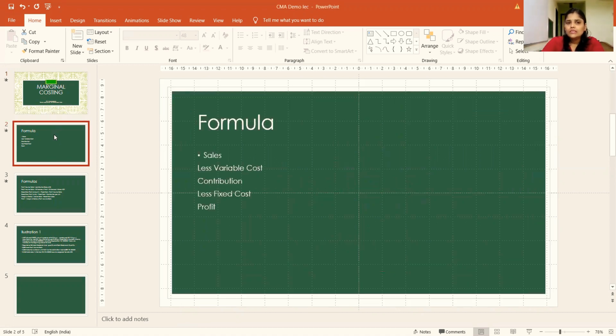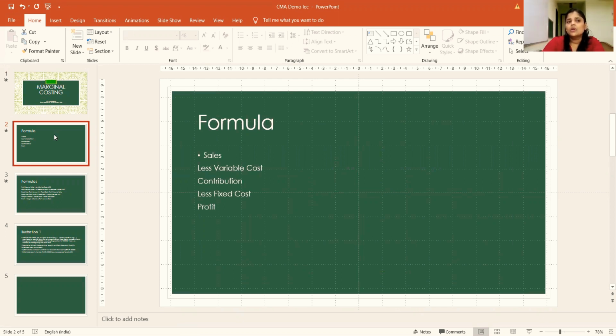So this is how the cost statement is made in marginal costing. We say sales less variable cost. Variable cost: you take all the variable cost here, manufacturing variable cost, admin variable cost, selling variable cost, all the variable expenses are considered here. Then you get sales less variable, you get contribution, less fixed cost, you get profit.